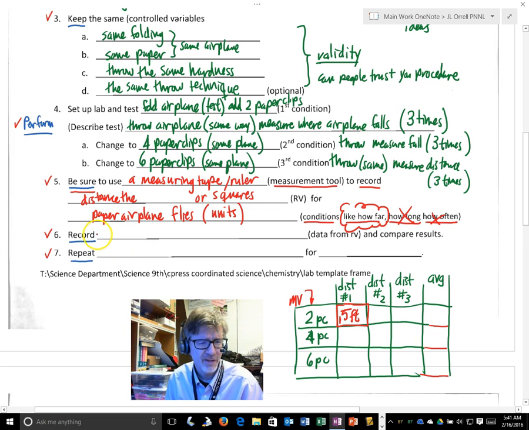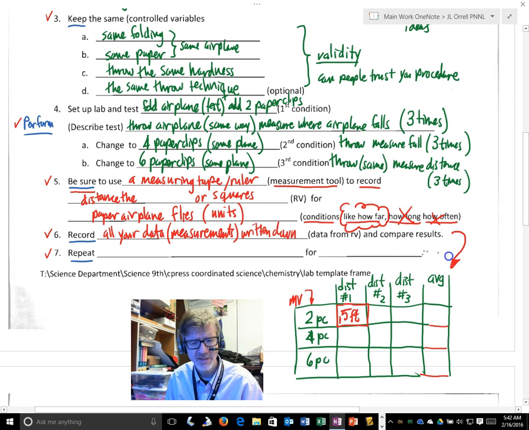Then record. You've measured the distance. You've put it in your table. You want to make sure that you have all your data, all the measurements that you took, written down in an organized way. Now is where you really begin to see the power of a table. So a table that has your manipulated variable here and your responding variables here, and then your average distance here would be very helpful for you.